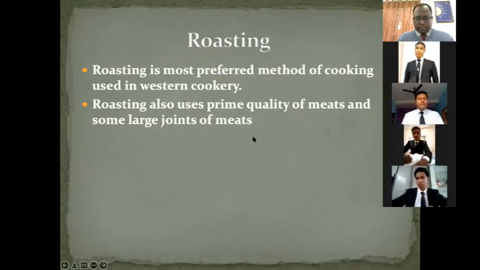Roasting is one of the most primitive methods of cooking, and in Western cooking, it is one of the most favorable methods. When we talk about Western cooking, especially in North America and South America, you'll find that they do a lot of roasting, and barbecue is one type of roasting. So is anything Western to us, even the Middle Eastern countries.